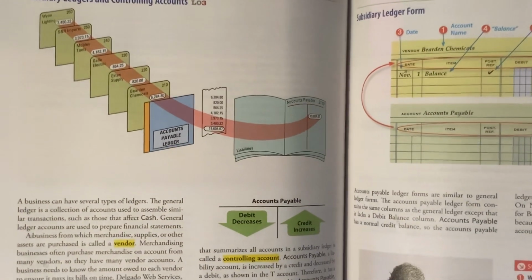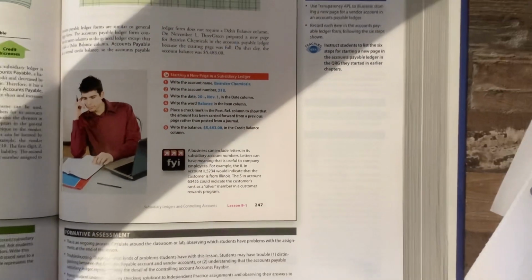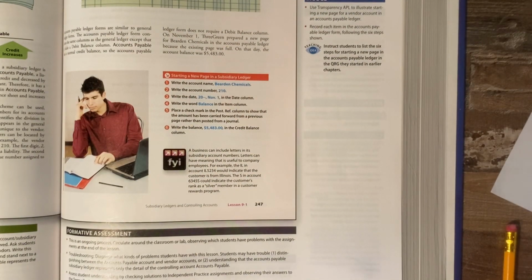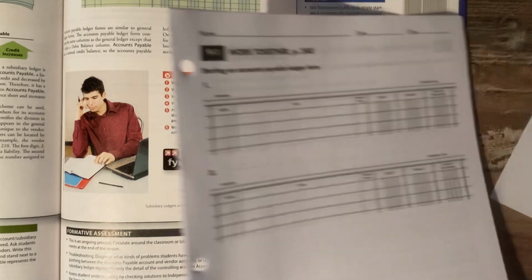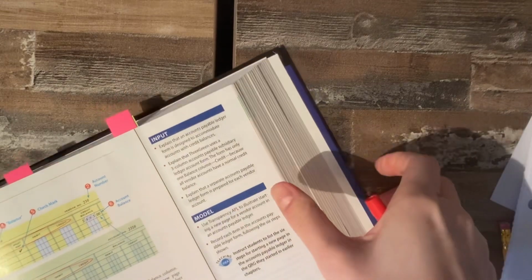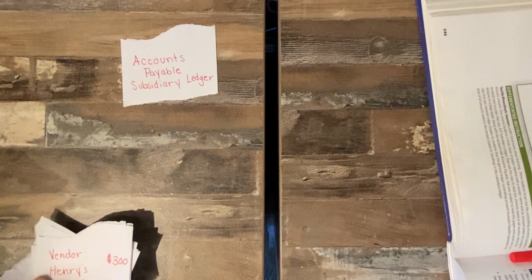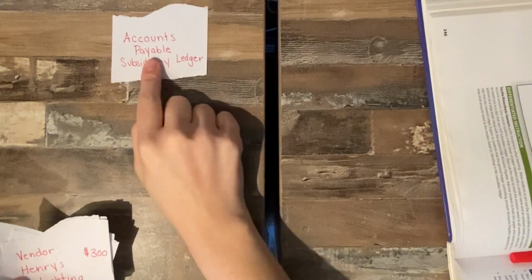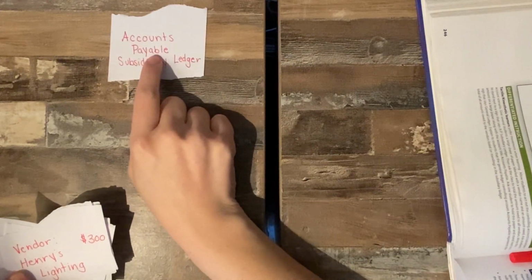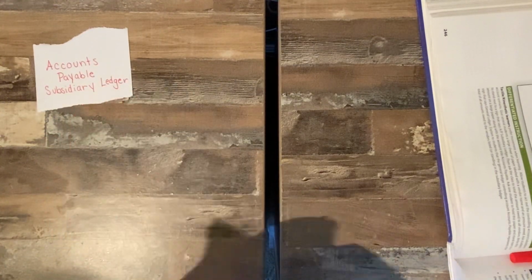So I'm going to do a little explanation on my own. I'm going to take away the book. We have these little pieces of paper that I made for you to understand this. So I have accounts payable subsidiary ledger. I'm going to zoom out. So this is what we're learning about, subsidiary ledger. This is that ledger account that summarizes all the accounts payables.